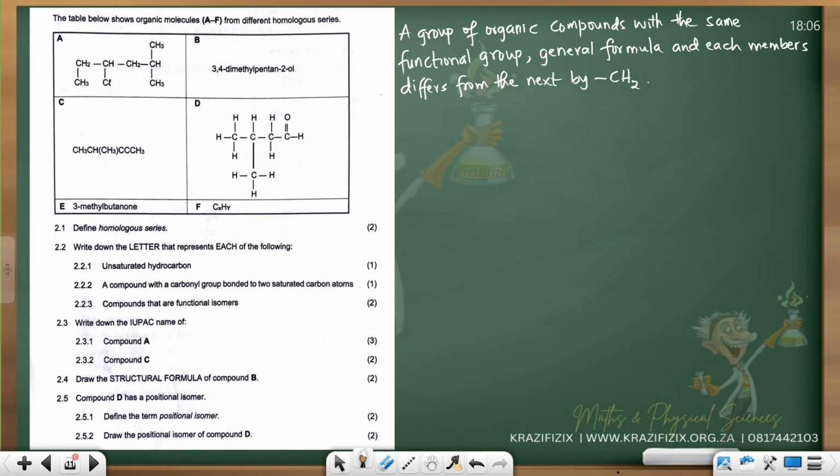If you look at alkanes, for example, what's the first alkane? You have methane, CH4. What's the next one? C2H what? 2 times 2, 4 plus 2, 6. What's the difference?